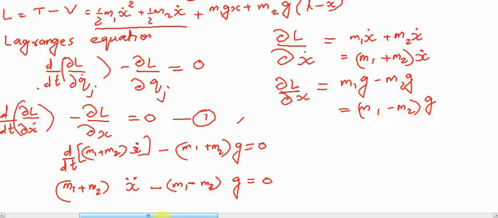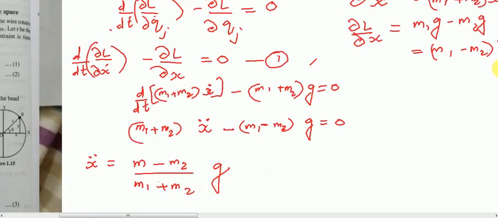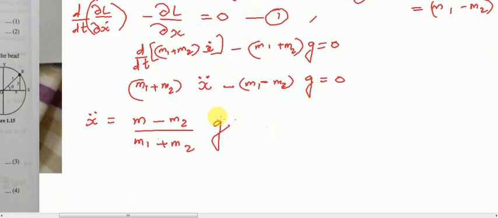Now substituting both of these in the Lagrange equation, we get d by dt of (m1 plus m2) x dot minus (m1 minus m2) g equal to 0. Differentiating the first term, d by dt of (m1 plus m2) x dot is (m1 plus m2) x double dot, since differentiating x dot with respect to t gives x double dot. Simplifying by taking the terms to the other side of the equation, (m1 plus m2) x double dot equals (m1 minus m2) g.